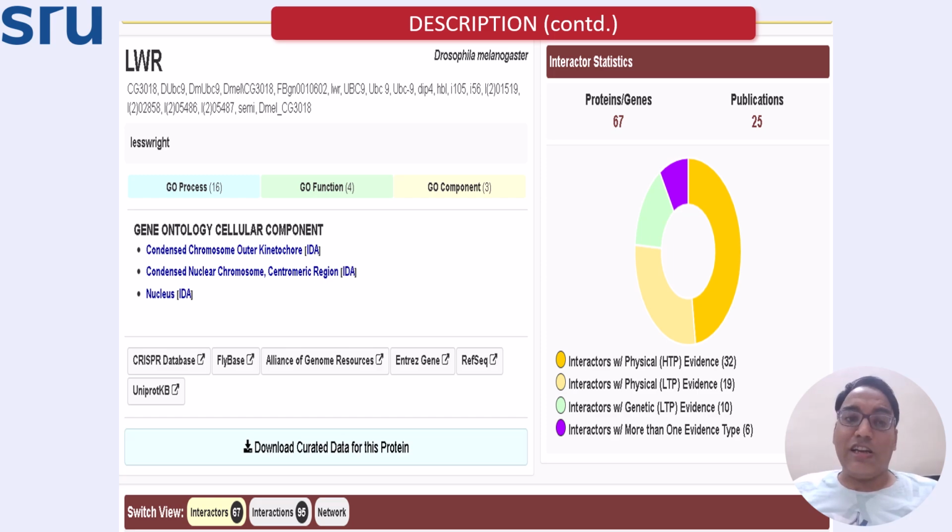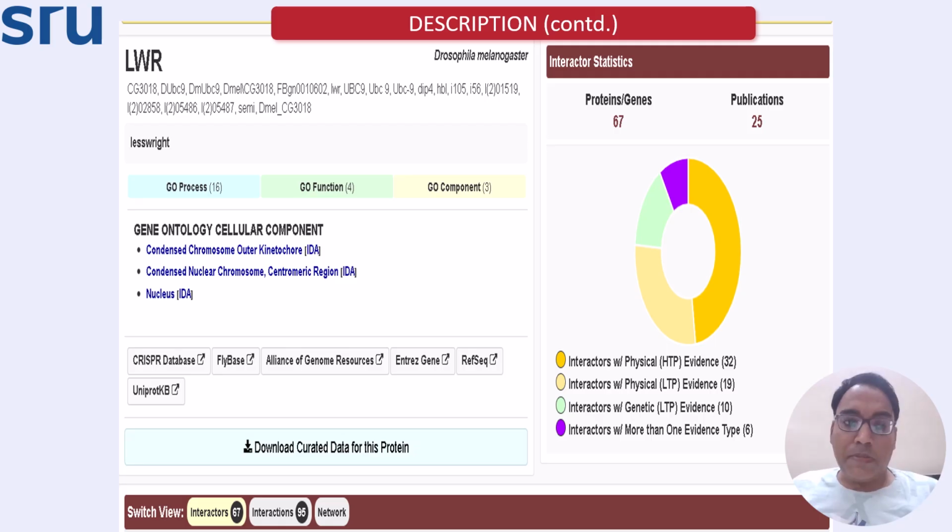This is the result turning up. If I search LWR here, I am getting this result. Gene ontology means for 16 different biological processes it was involved. For function, 4 different functional details have been found and are available in the database. GO component means where exactly in the cell it functions. So I've got 3 different components in the cell where it is found to be functioning.